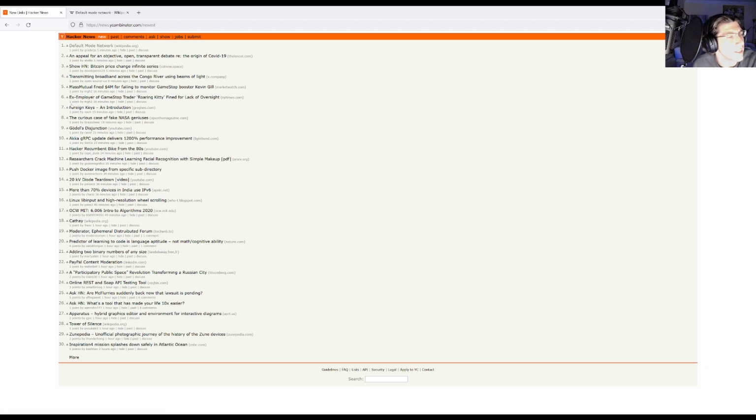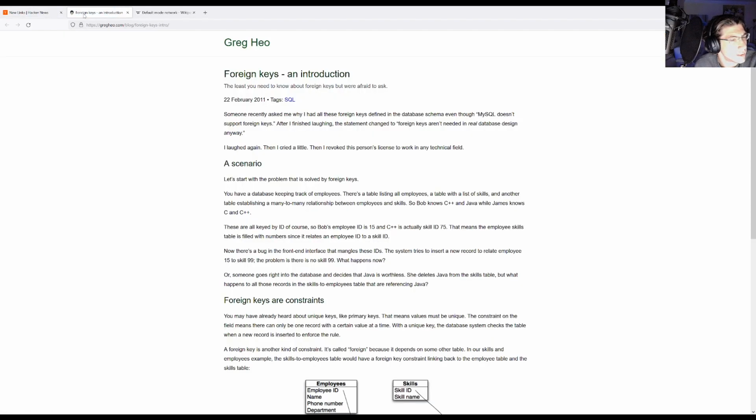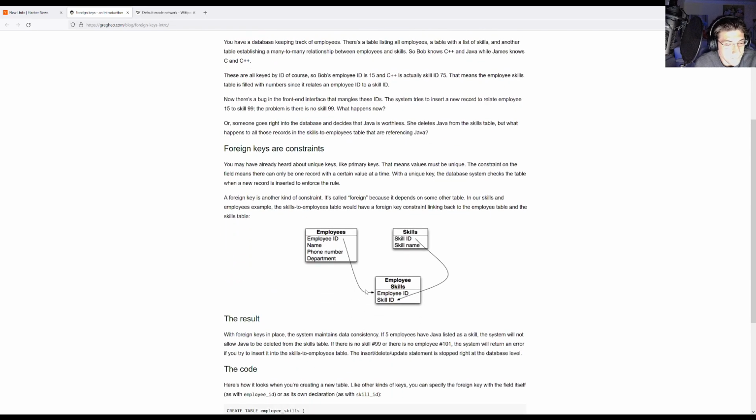Number 7, foreign keys, an introduction. What's foreign keys? In SQL. MySQL, yeah, it's a database that is used in web applications. And it has a query language. Let me see. Foreign keys, I guess, are, yeah.